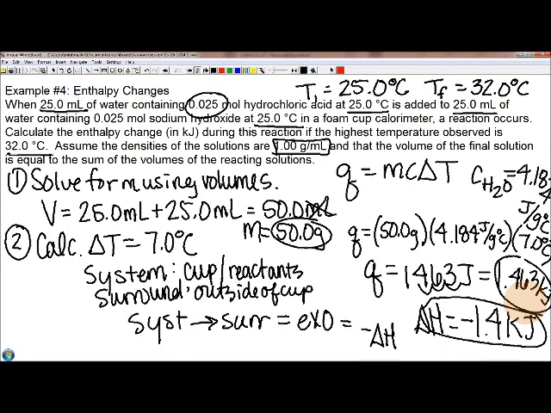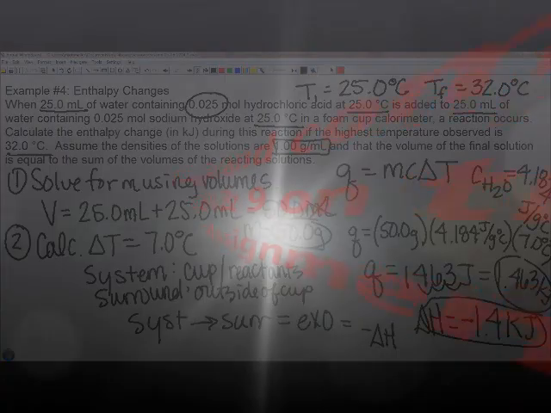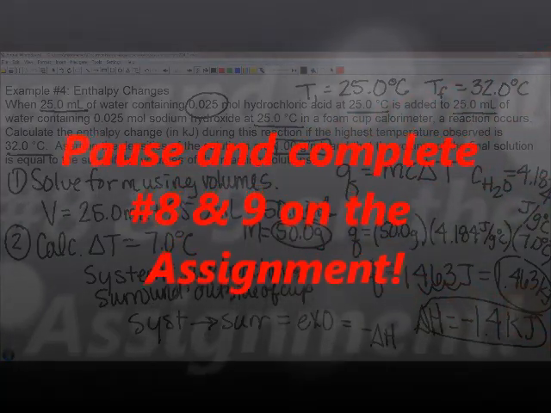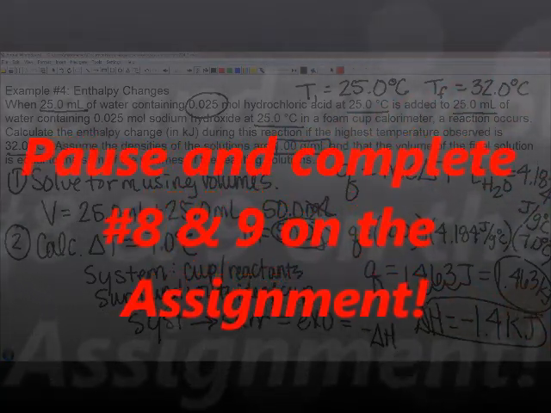Alright, now we're going to pause and do numbers 8 and 9 in the homework packet, and after we're finished with that, we will keep going in the notes.